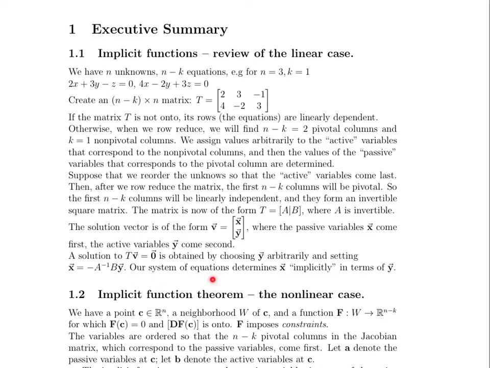So this is a very interesting result. Instead of having to go through all that algebra, this is a very straightforward, automated way of determining exactly how to write out these passive variables in terms of the active ones.